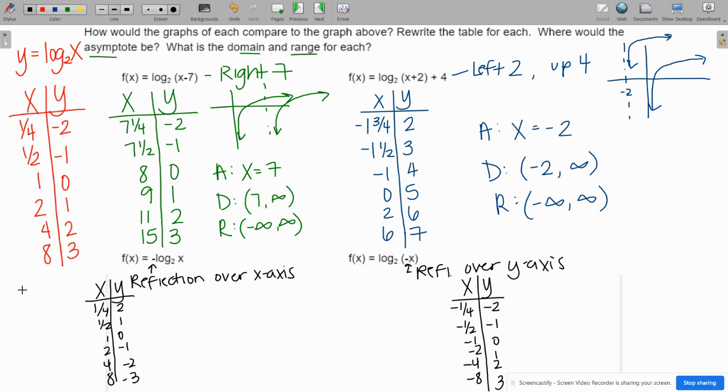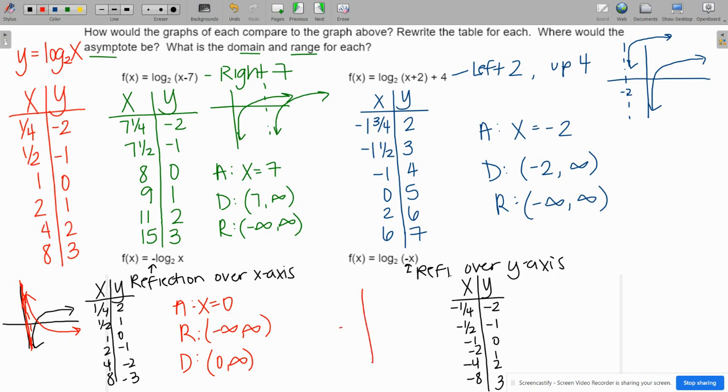So then to answer what's going to happen with your domain and range, well, if this is your original function, if you reflect it over the x-axis, remember that you have this vertical asymptote right along the y-axis. So if you're reflecting over the x-axis, you're not changing its location. So your asymptote is still going to be x equals 0, and therefore your domain and range aren't going to be impacted. Your domain will still go from 0 to infinity, and your range will go from -infinity to infinity.